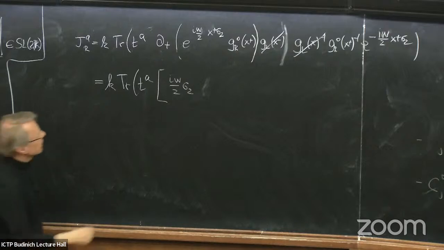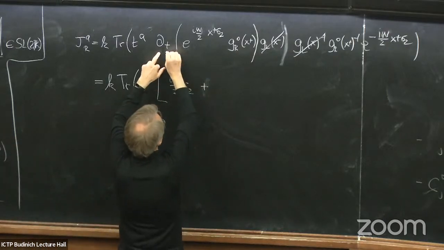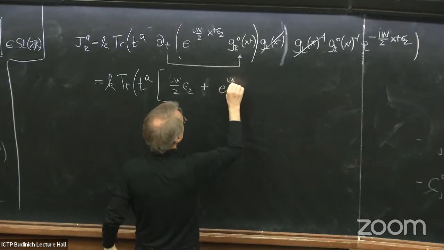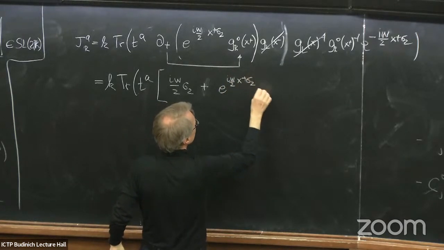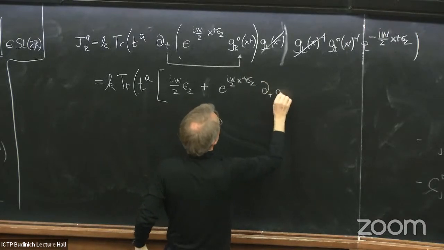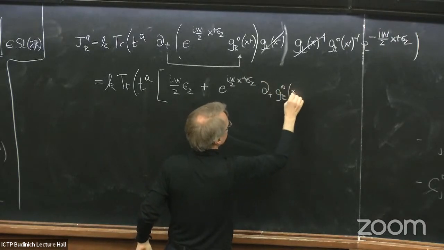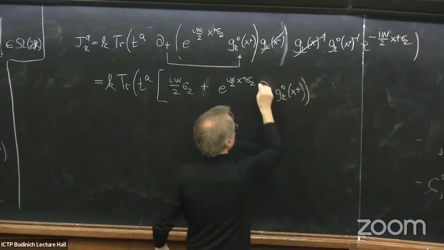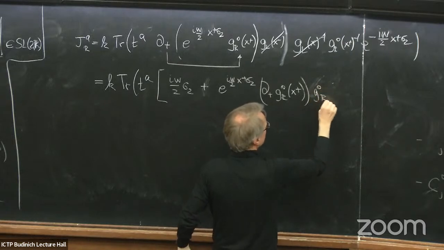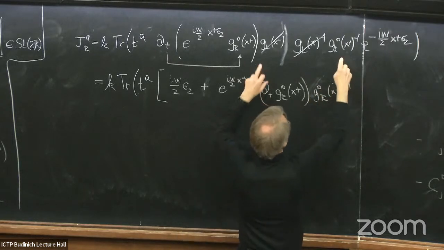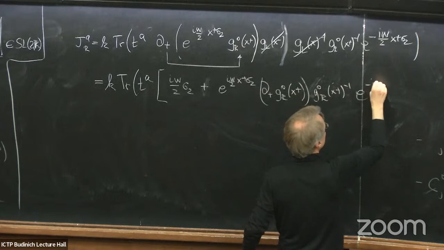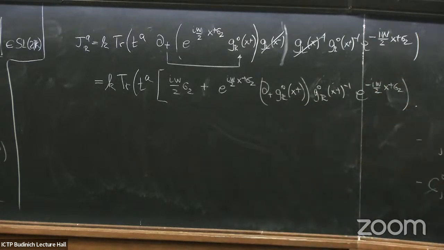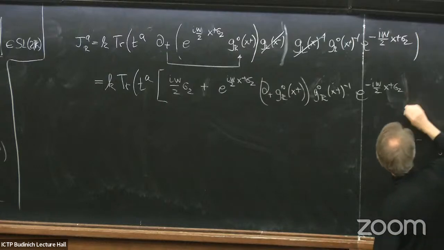And the other term is plus, if the derivative hits here, then I get e to the i W over 2 x plus times sigma 2, d plus of G0R of x plus, times G0R of x plus to the minus 1. So this is this term times e to the minus i W over 2 x plus sigma 2. Right? And so that's what I have to calculate.